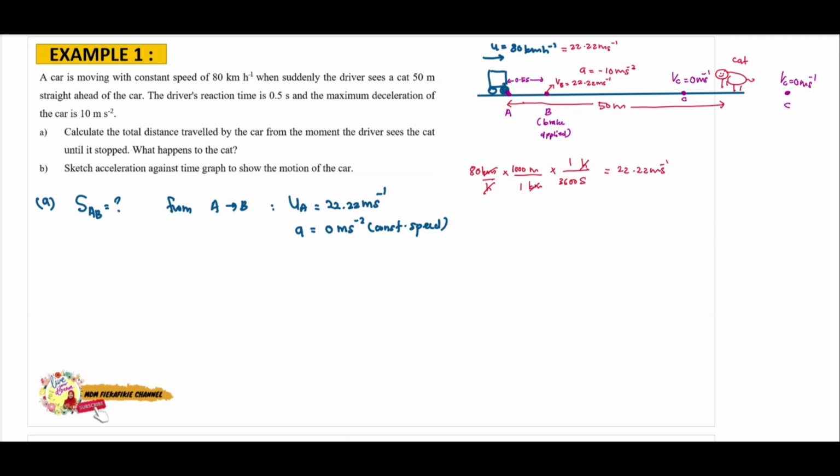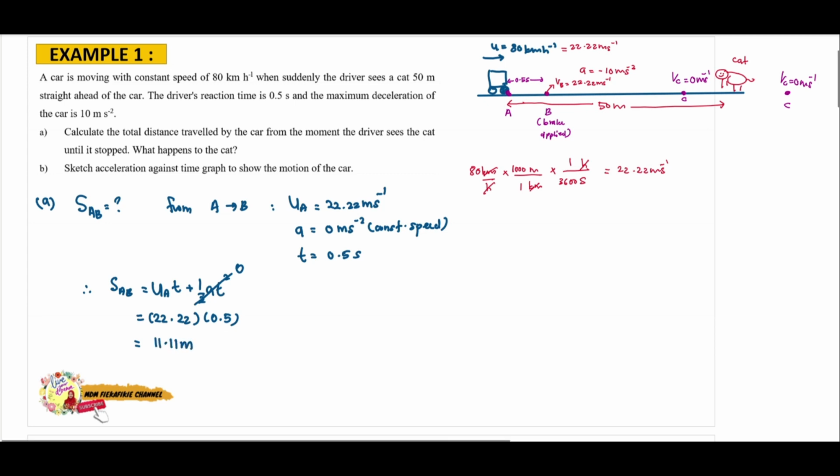And the time taken from A to B for the reaction time of the driver is 0.5 seconds. Therefore, in order to calculate SAB, we can write SAB equals UA, the initial velocity at point A, times t, plus half at squared. We want to find SAB, so a is equal to 0. UA is 22.22 meter per second and time is 0.5 seconds. Therefore, SAB is 11.11 meter.